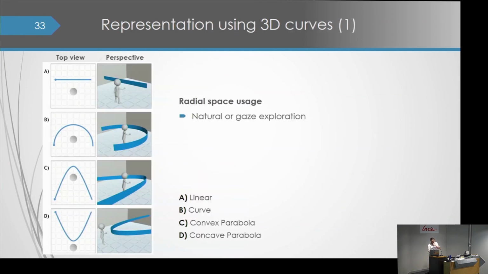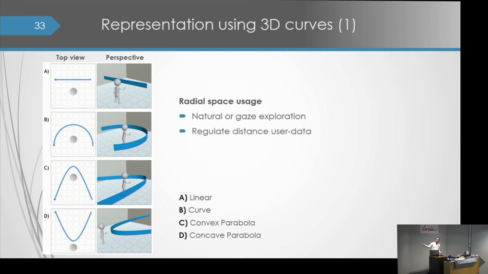So we will detail a bit these two last dimensions. First, let's talk about the representation. We propose a few curves, a few representations that could take advantage of the radial space of the user. So even with a straight linear line, as in figure A, the user can take advantage of the natural navigation of the gaze to see around them.